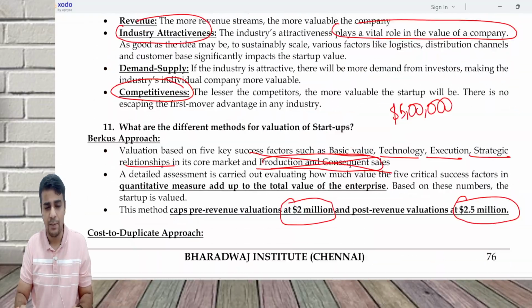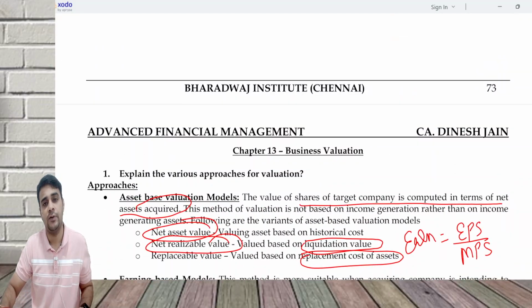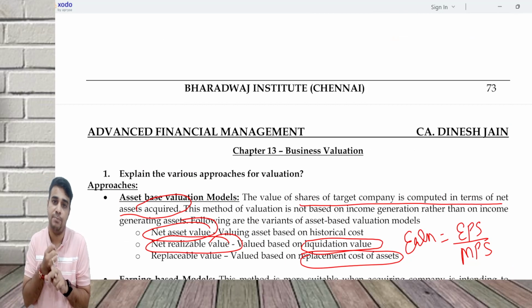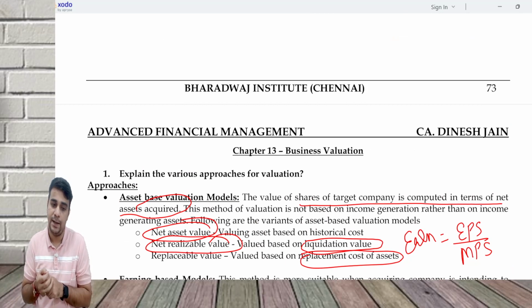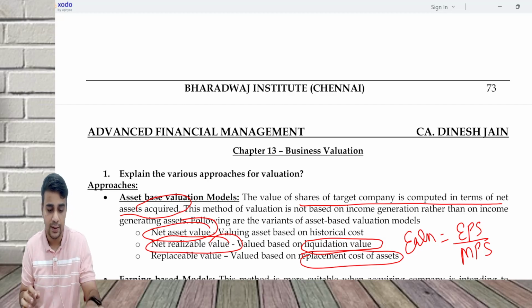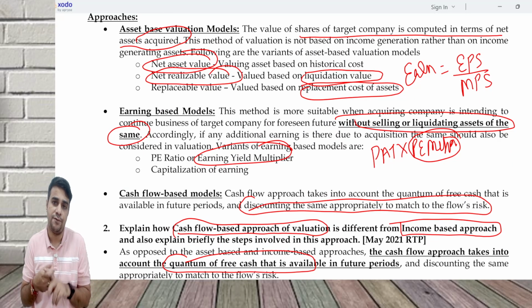So I'll just summarize what we did in valuation. We initially started with various approaches to valuation, where you have an asset-based valuation, which is the net asset method, or a net realizable value method, or a replacement value. Earnings-based method, which is the P/E multiple or capitalization of earnings method. Cash flow-based method, where you have FCFF or FCFE.